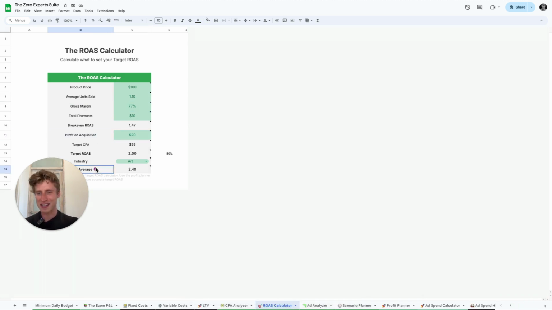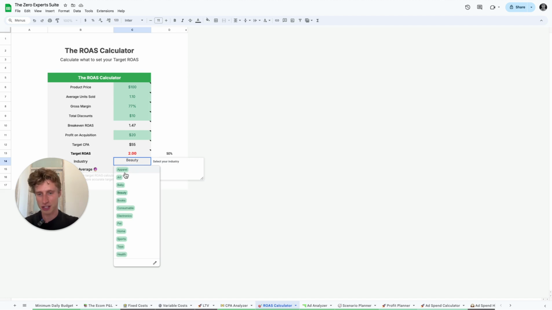Cool. I've also added in industry averages, right? So you can switch your industry average and see if your target ROAS is higher than the industry average for, you know, one of these markets. This is only for July when I built this tool, but if it's higher, it's going to conditionally format red because you're likely to get outbid, right? You're saying, hey, I want a 2 ROAS, but then there are competitors in your market that are saying, I'll take a 1.9, and that's the average right now for that market. Awesome, so that's the ROAS calculator.